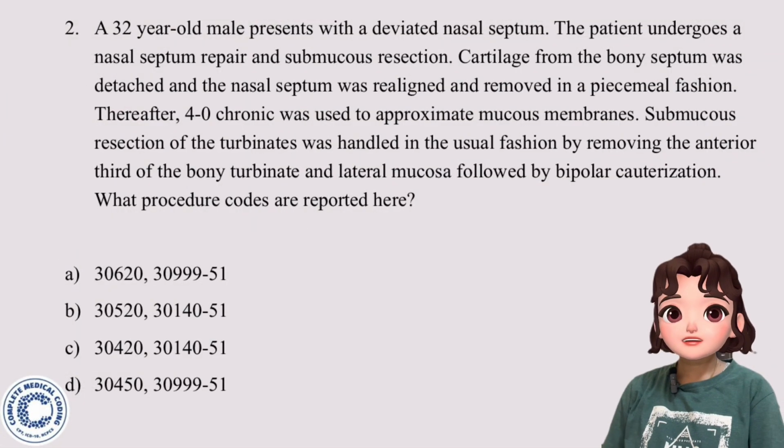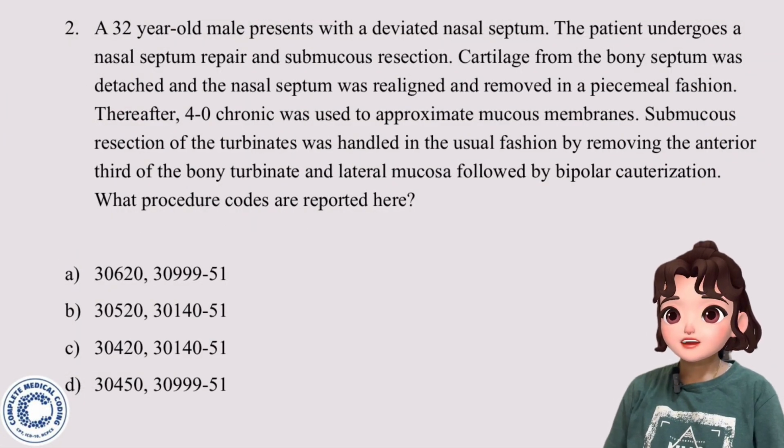Now moving to the second question. A 32-year-old male presents with a deviated nasal septum. The patient undergoes a nasal septum repair and submucous resection. Cartilage from the bony septum was detached and the nasal septum was realigned and removed in a piecemeal fashion. Then, 4-0 chromic was used to approximate mucous membranes. Submucous resection of the turbinates was handled in the usual fashion by removing the anterior third of the bony turbinate and lateral mucosa followed by bipolar cauterization.